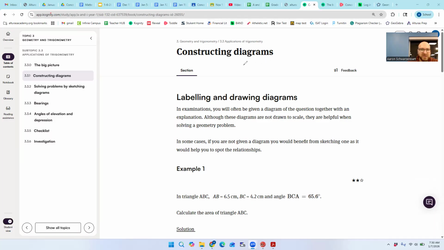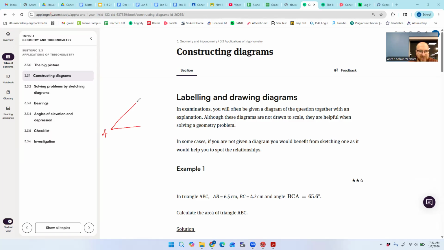Okay, this video is for section 3.3 and it's applying trigonometry. In the beginning, step one is draw and label diagrams. So in this triangle, calculate the area. So we need to draw the triangle.